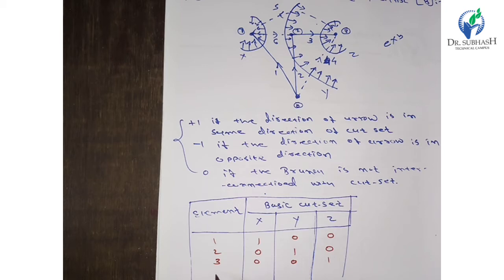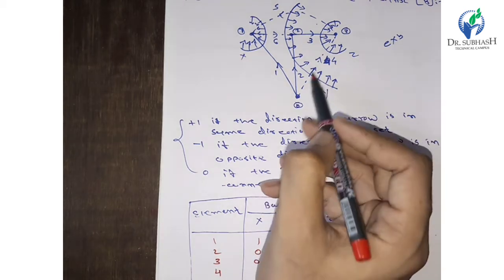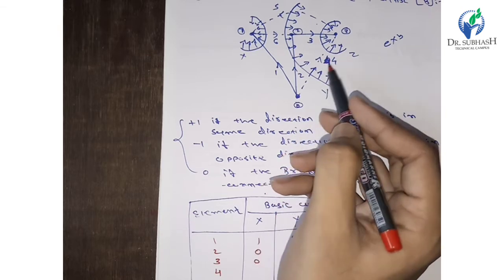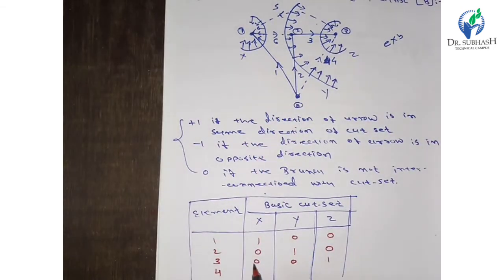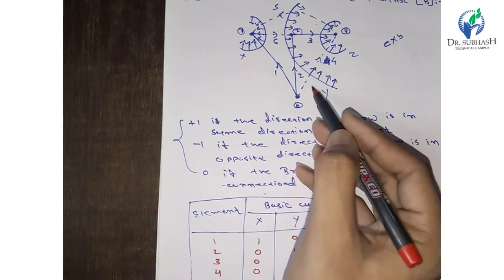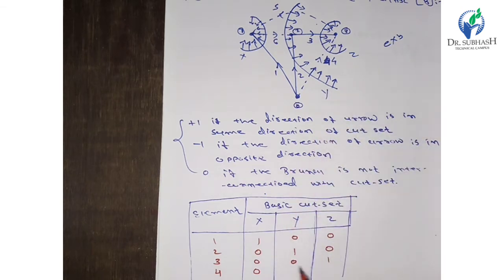For basic element 4, in cut set x there is no connection, so the value is 0. Basic cut set y is connected with them, so the output is 1. And basic cut set z is also connected with element 4, so the output is 1.